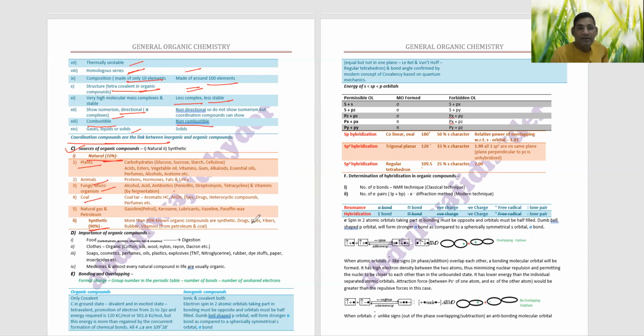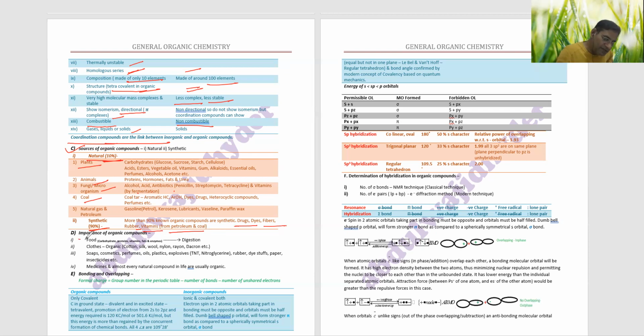In the lab, the organic compounds that can be synthesized are more than 90% in ratio, and these are drugs, dyes, fibers, rubber, vitamins from petroleum and coal. All these things can be synthesized there in the lab, in the factory.